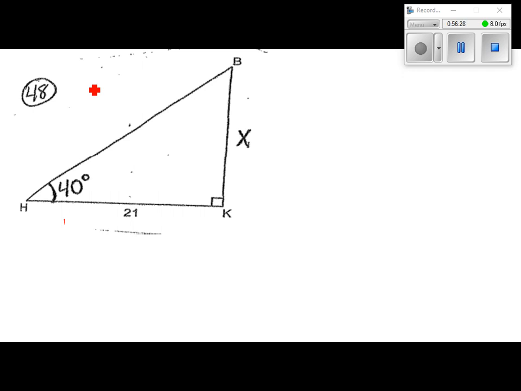Opposite. What's the 21 get labeled? Adjacent. What's the side across from the right angle get labeled? Hypotenuse. Which side do we really not care about this time? The hypotenuse. So we care about opposite and adjacent. Which trig ratio deals with that? So write down tan.